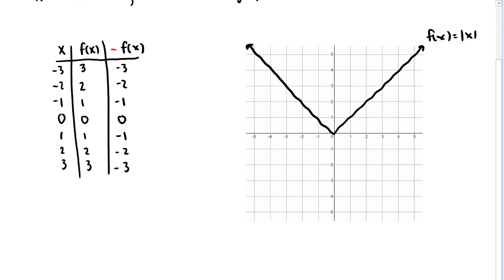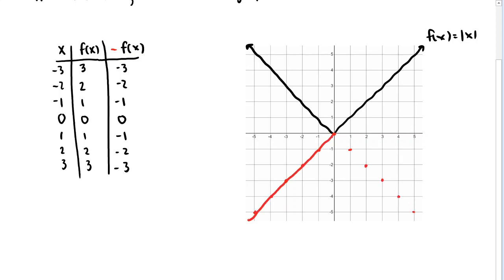And so if my outputs are negated, they're going to get flipped over the x-axis. They're going to be on the other side of the x-axis, and we can see them here. Right? So here is point (0, 0), (-1, -1), (-2, -2), (-3, -3), (1, -1), (2, -2), (3, -3), (4, -4).